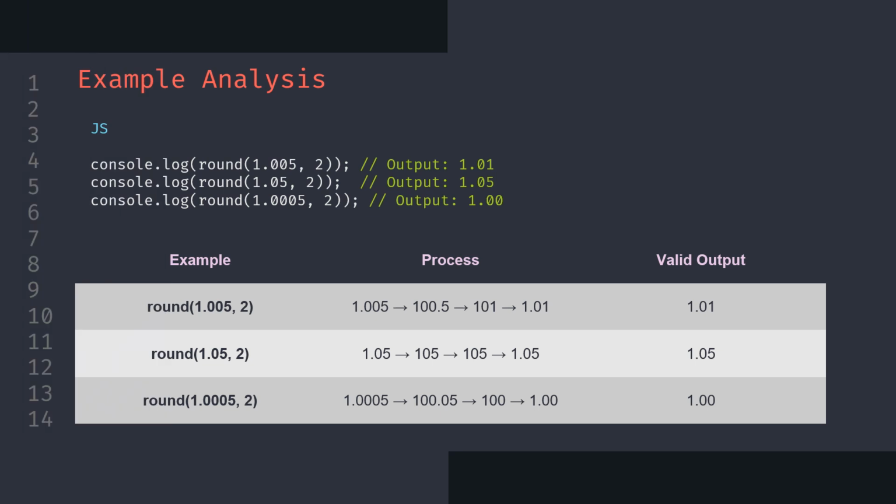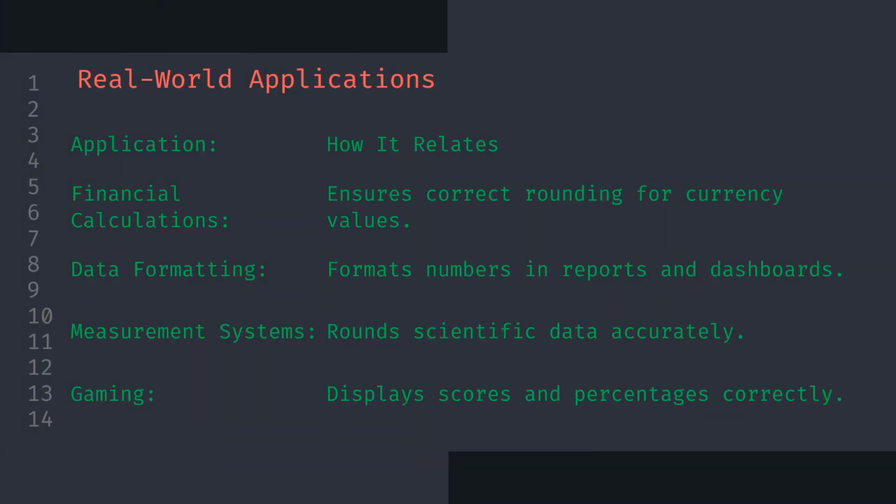Looking at examples, you can see how rounding processes work. This method ensures consistent and accurate rounding for any number. Rounding is essential in many applications, whether you're working with money, statistics, or scientific data. Having precise control over decimal places is crucial.